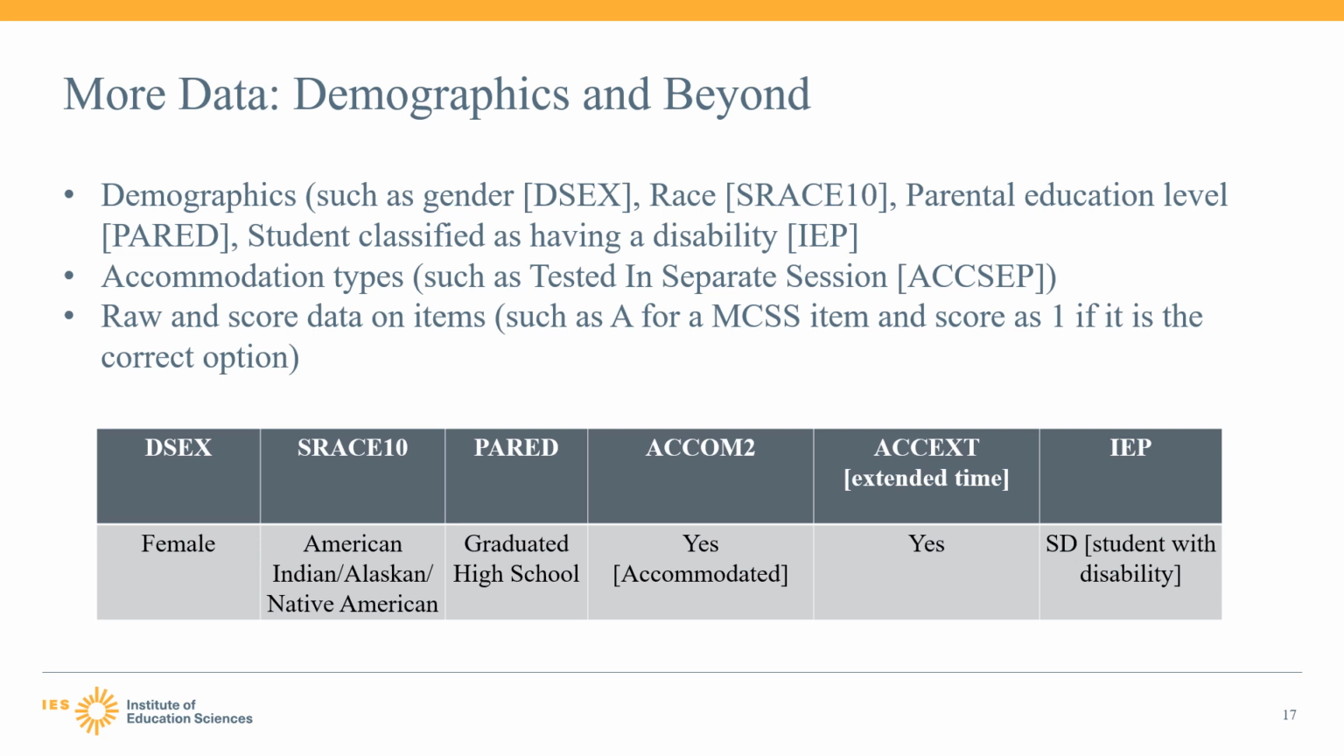Other information that will be available alongside process data can include demographics, such as gender and parental education, accommodation types, such as extended time accommodation, as well as raw score data. For example, option A in the raw score data for a multiple choice single select item will be scored as 1 if this option is correct.